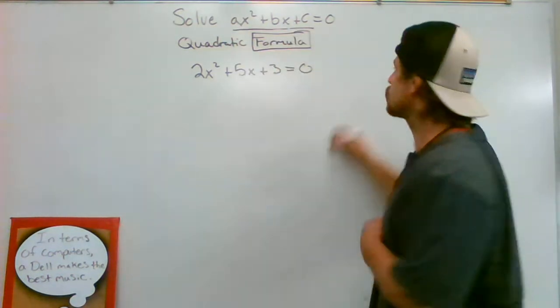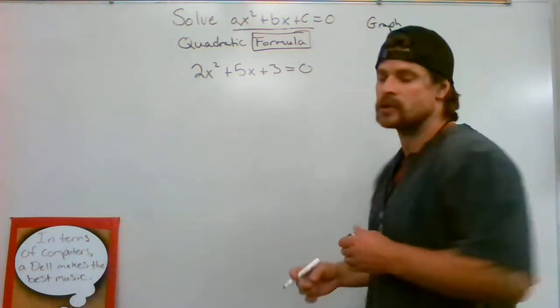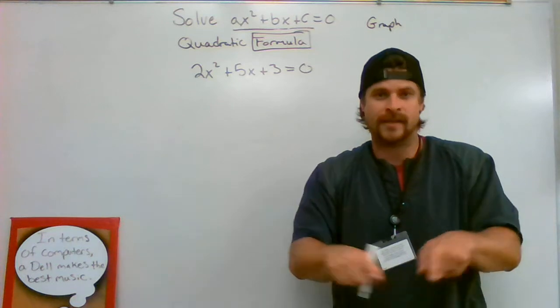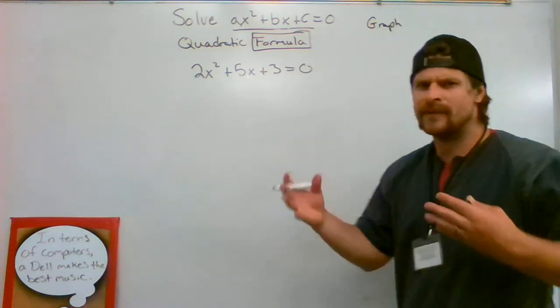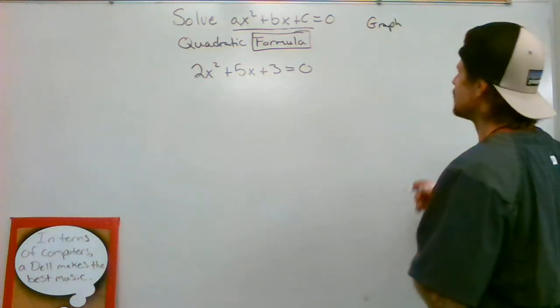I taught you guys how to graph them. You can just graph them out, find where the 2 points are that hit the x-axis, where that parabola goes boom, and where it hits the x-axis. Those are your two solutions. We figured that out. Graphing's tricky though. Graphing can take a lot of time on graph paper. It's a lot to do.